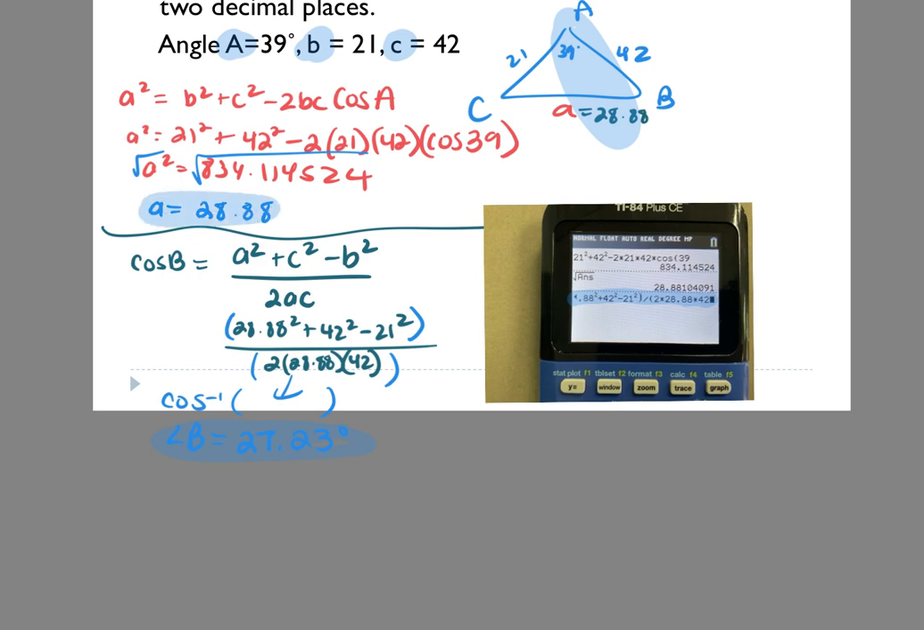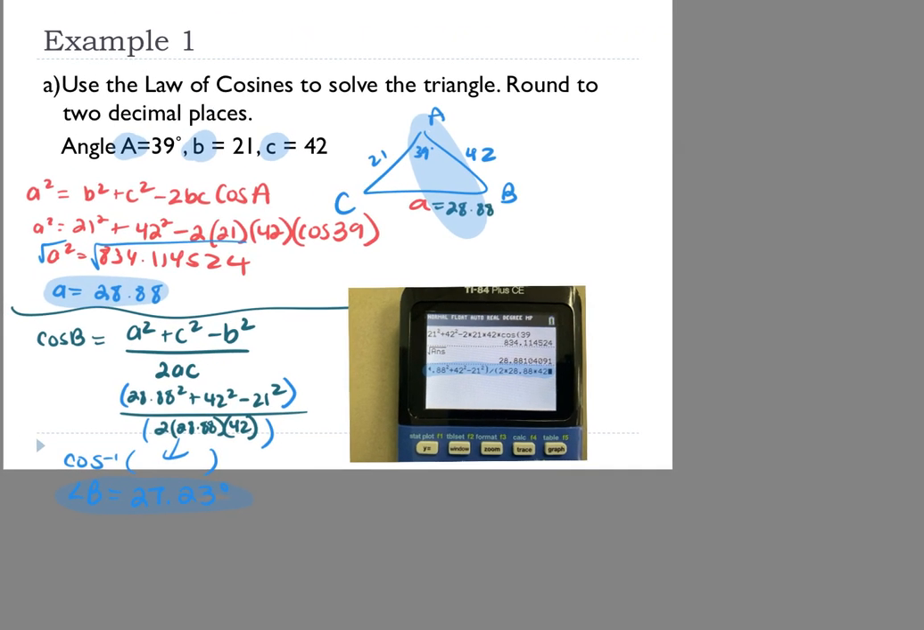So I've got side A, I've got angle B. I was missing angle B. And I was missing angle C. For that last angle, all I have to do is subtract the other two from 180. So 180 minus 39 minus 27.23. And you get 113.77.